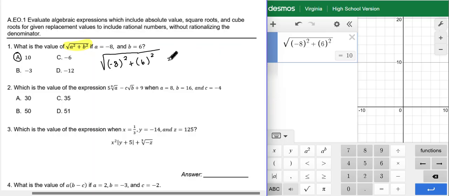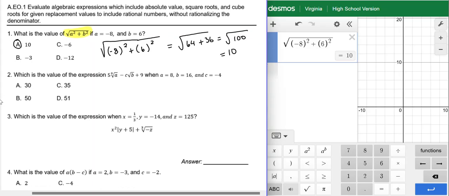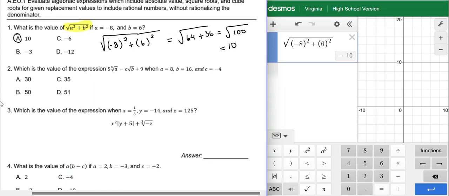If I were to do this step by step, -8 squared: negative times negative is positive, 8 times 8 is 64, so -8 times -8 is 64, plus 6 times 6 is 36. 64 plus 36 is 100, and then the square root of 100 is 10. That's where they got that from. I'm not going to do it for every single one, but I just wanted to show you what Desmos did.